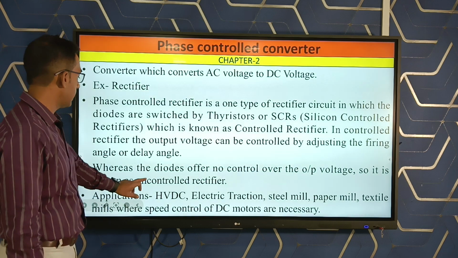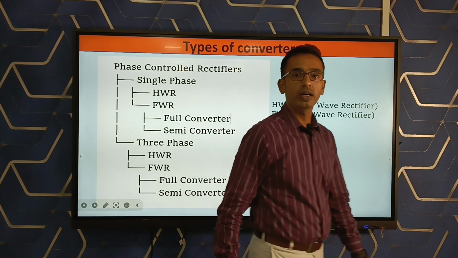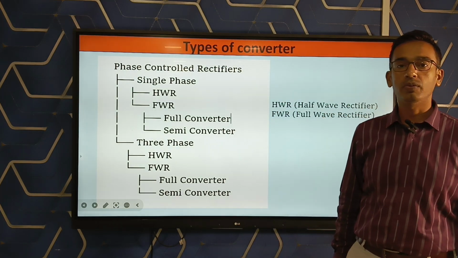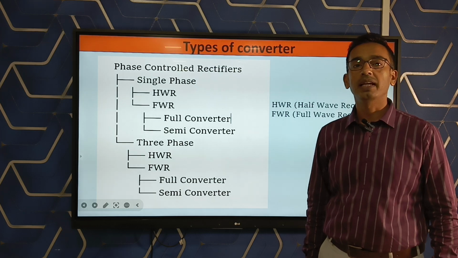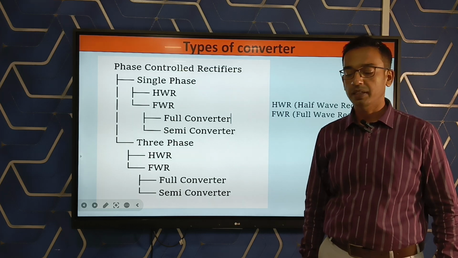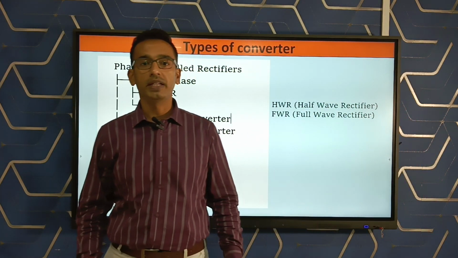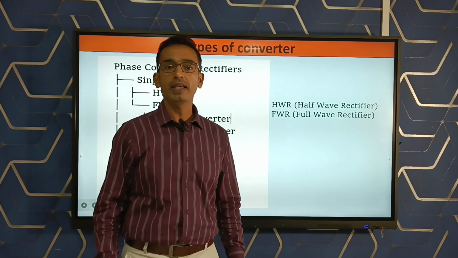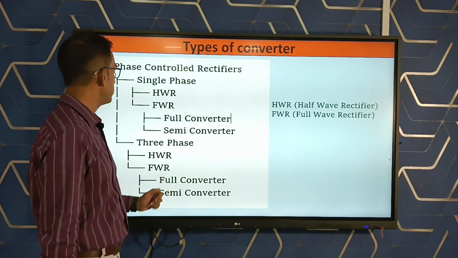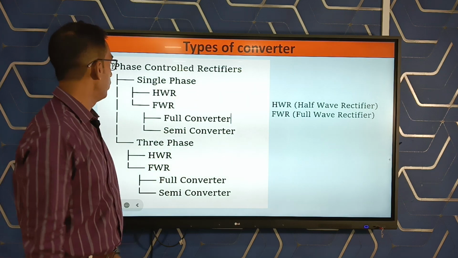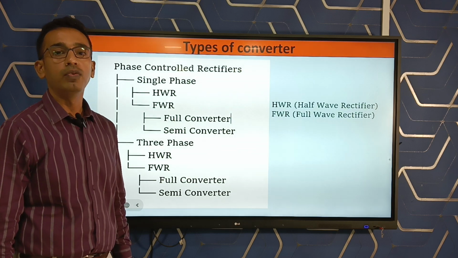Now coming to the next slide: the classification, what are the types of phase control rectifier? The types are basically single phase and three phase. If a single phase supply is there, it is a single phase rectifier. If a three phase supply is there, it is a three phase rectifier. In single phase and three phase, you can see the HWR and FWR, that is, half wave rectifier and full wave rectifier.